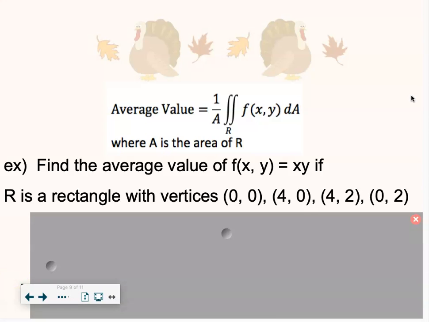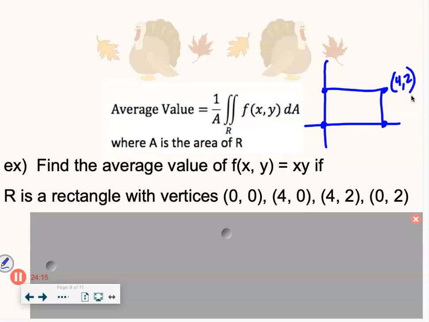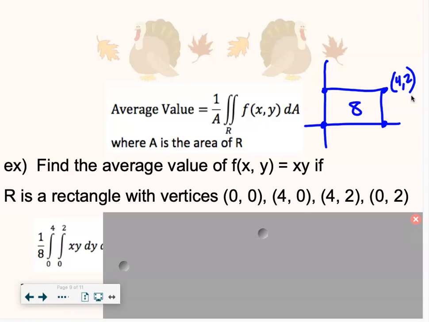All right, so let's talk about this. First, if you're me, you'll draw a picture, right? So we have vertices at (0, 0), (4, 0), (4, 2), (0, 2). If you draw a little picture, so this is (4, 2), then you'll know, first of all, what's the area of the rectangle? 8, right? It's 4 by 2, 8. So the area of the rectangle is 8. Our x's are going to go from what to what? 0 to 4. Our y's are going to go from 0 to 2, right? So it doesn't matter which order you go in. I went dy dx, makes no difference.